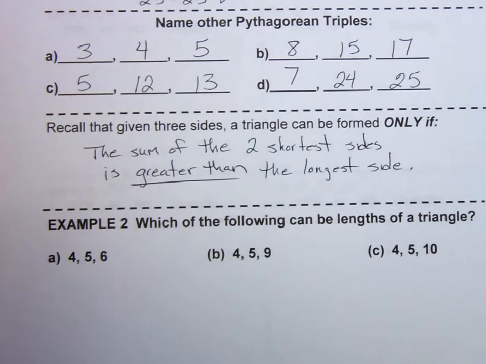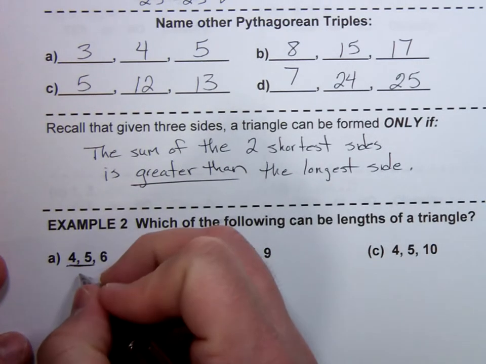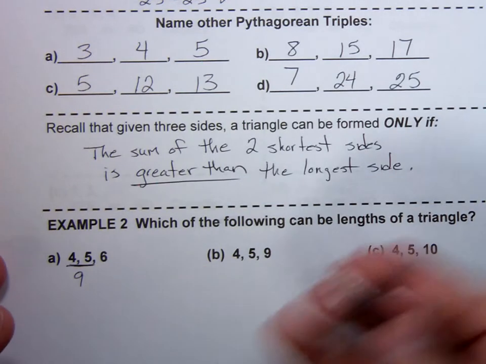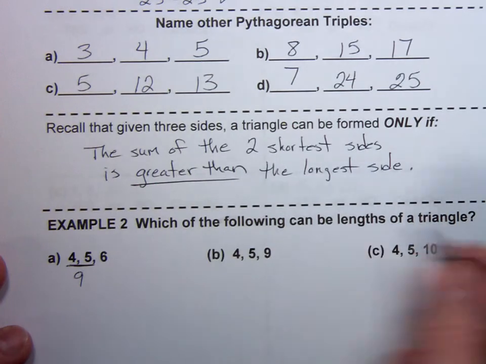So we're just reviewing here. So I take the 2 smaller ones and add them together. 4 and 5 add up to 9. Is that sum greater than the longest side? Yes, so you could make a triangle with this one. So it says, which of the following can be lengths of a triangle?